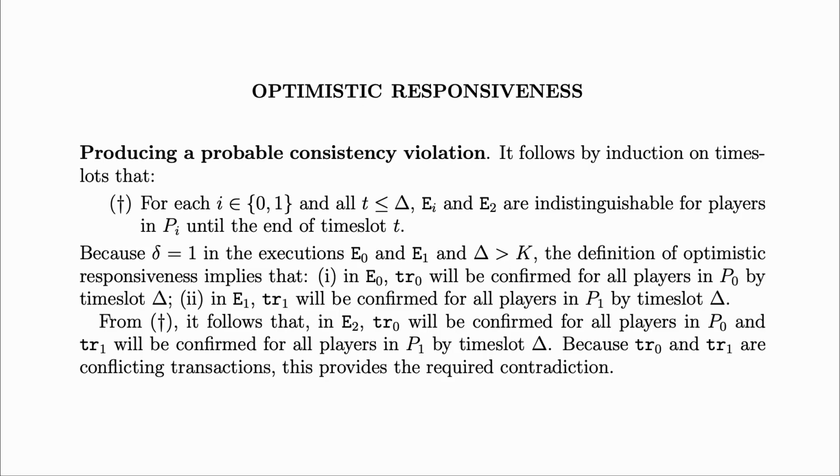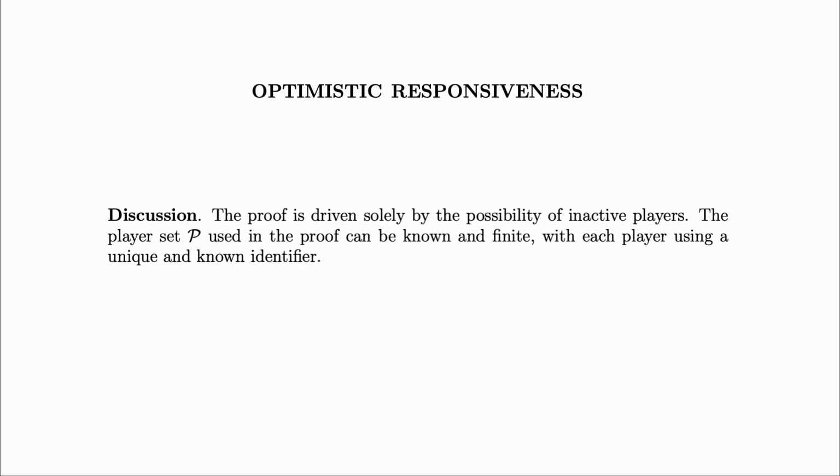Then we get our contradiction by considering E2. From this previous observation, it follows that in E2, similarly, TR0 will be confirmed for all players in P0, and TR1 will be confirmed for all players in P1 by time slot delta. And because TR0 and TR1 are conflicting transactions, that provides the required contradiction. Okay, so that finishes the proof sketch. We have a contradiction here.